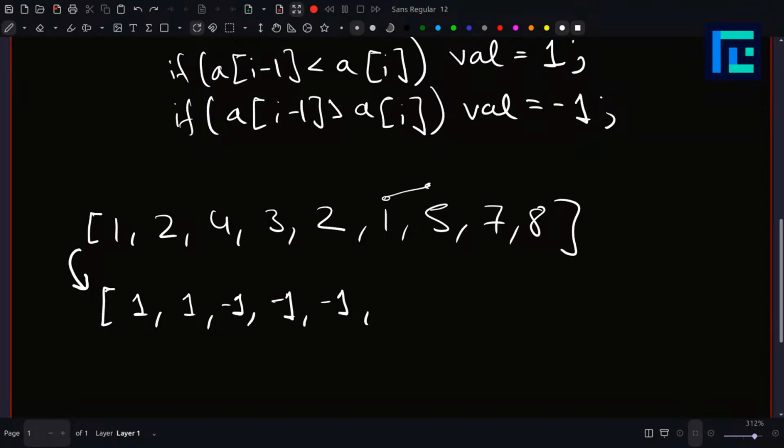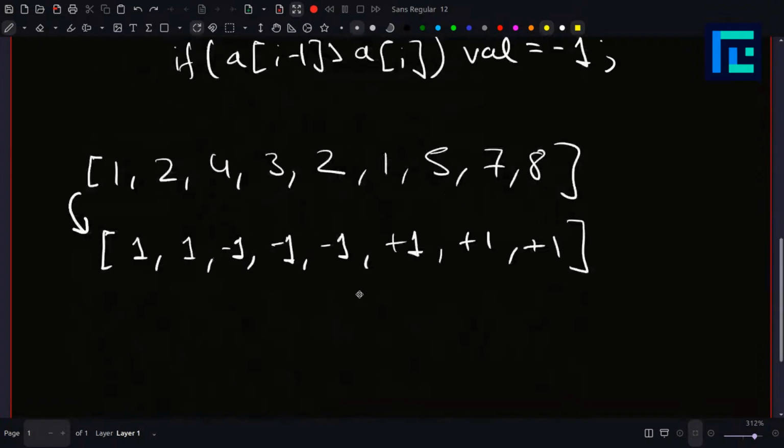Now here again there will be a +1, right? Here again there will be a +1, and here again there's going to be a +1. So these are the kind of changes which are happening. It's showing that from the current element to the next element, is there an increase, decrease, or is the value the same? So if at any point the value was the same, let's say this was also 5, then it would show a 0 over here.